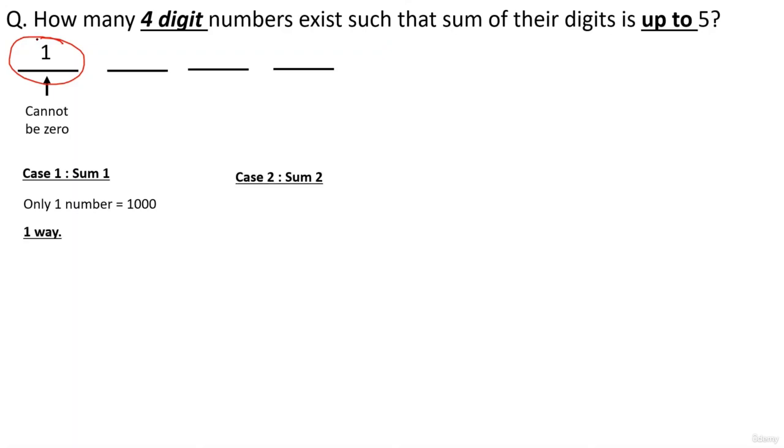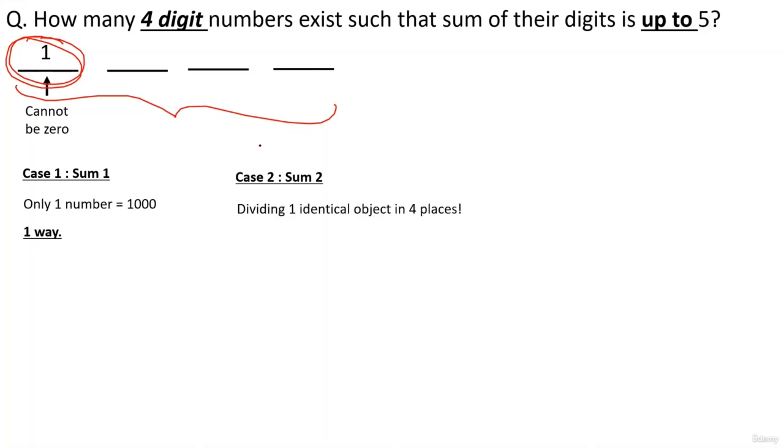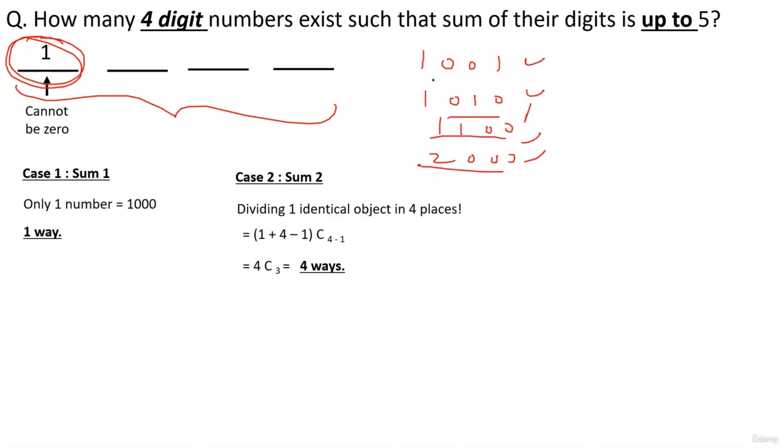Second case we'll take is when the sum is 2. If the sum is 2, guys, in that case आपने 1 यहाँ डाला हुआ है. That means the sum of these 4 places should be nothing but 1, right? So it is as good as dividing exactly one identical object in 4 places, right? This can be done in 1 plus 4 minus 1, C4 minus 1, or 4C3, which is 4 ways, right? If you observe, this can be 1001, 1010, या फिर 1100, या फिर 2000. Okay, all of these are basically 4-digit, and the sum of the digits is nothing but 2.